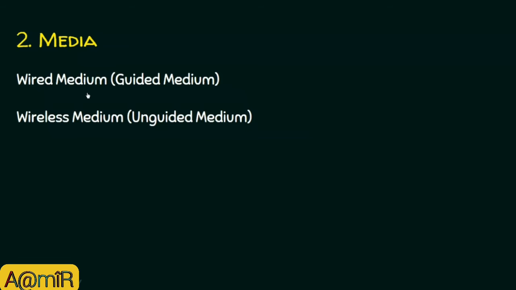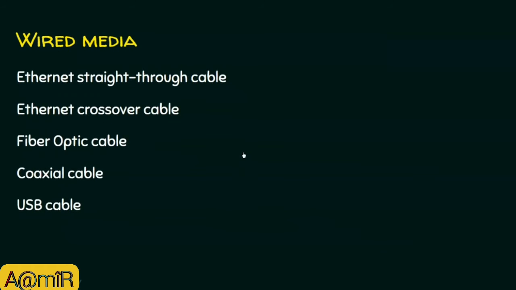In wired medium, there will be a cable that connects two nodes. Whereas in a wireless medium, a cable will not be present. Since cables are used to guide the data flow, we call wired medium as guided medium. Whereas there is no cable in a wireless medium, and that is why we call wireless medium to be unguided medium. We will see some examples for wired medium and wireless medium. The examples for wired medium are Ethernet cables, fiber optic cable, coaxial cable, and USB cable.